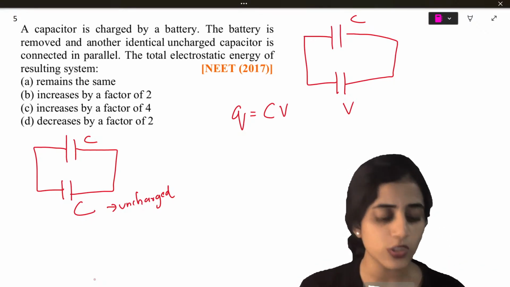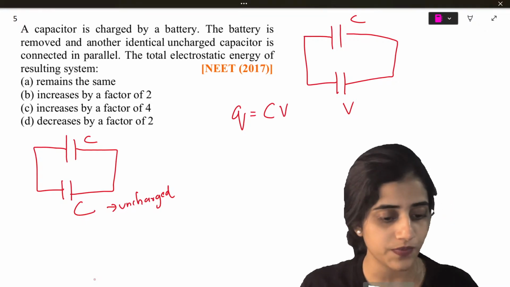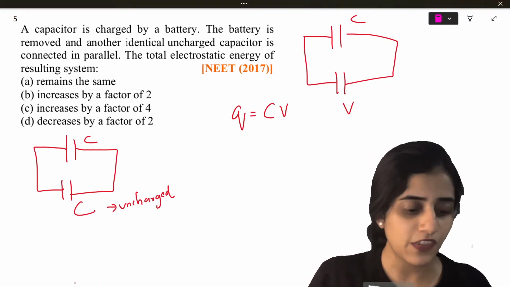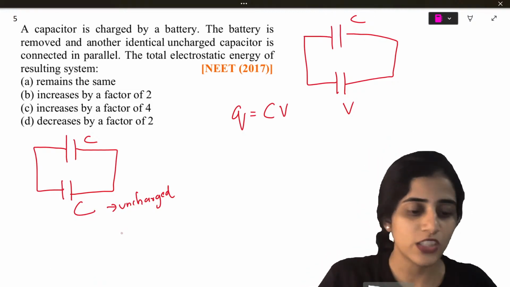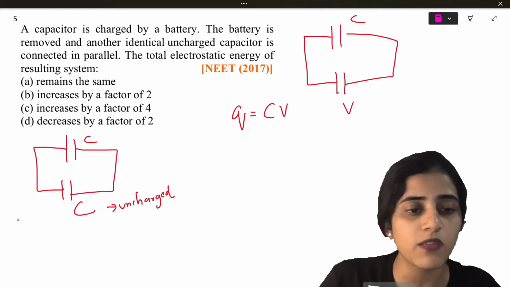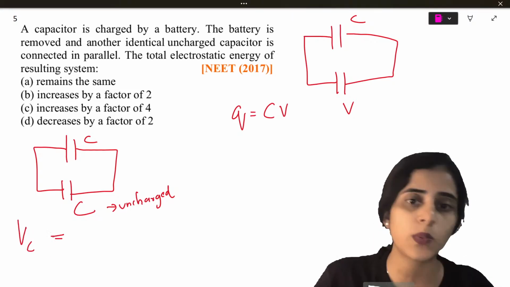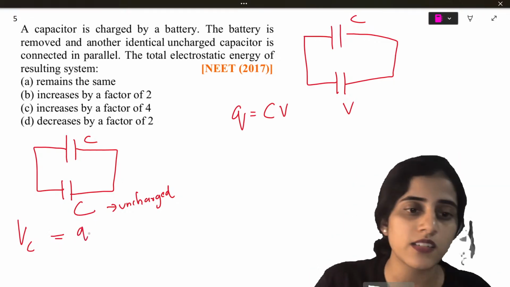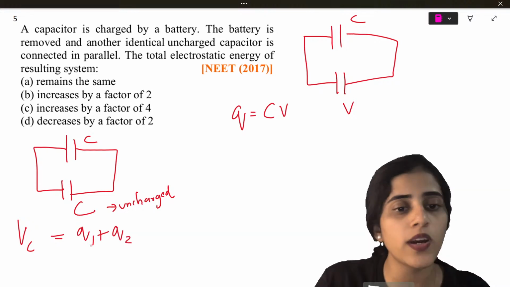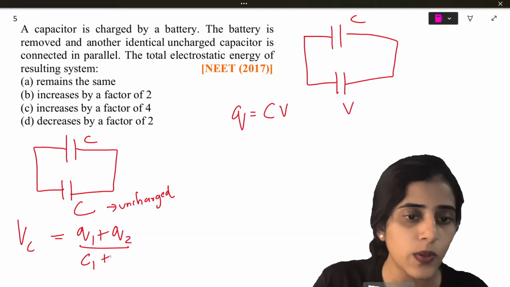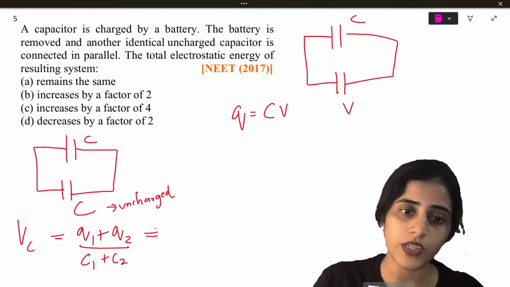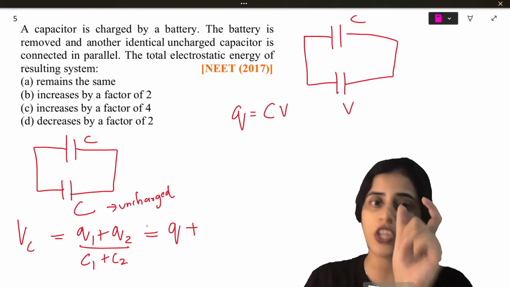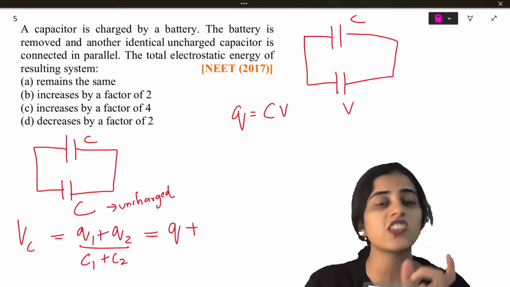Now I have to find out the total electrostatic energy. Okay, so many people are telling me D. Let's see if it's D. So what happens here? The total voltage V is going to be equal to, the general formula for V is Q by C. So here I have two capacitors, so it would be Q1 plus Q2 by C1 plus C2. Now this is going to be equal to Q plus, one capacitor is charged with a charge Q, the second capacitor is charged with a charge 0.